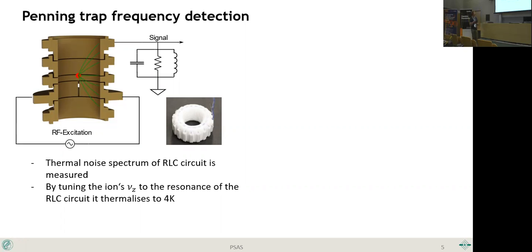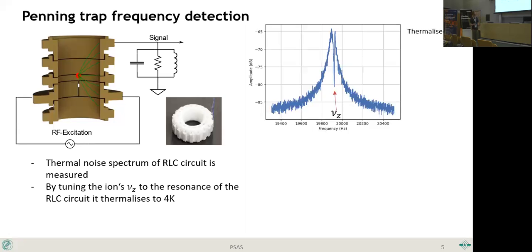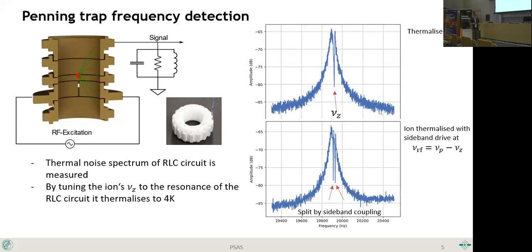Okay, so this is at a fixed frequency. And what you essentially do is you adjust your ion's frequency to sit on top of this resonator. Okay, and when it sits on top of the resonator and then it fully thermalizes, so it only has amplitude corresponding to the 4 Kelvin of your resonator, you get this dip spectrum here, which is the spectrum of a thermalized ion.